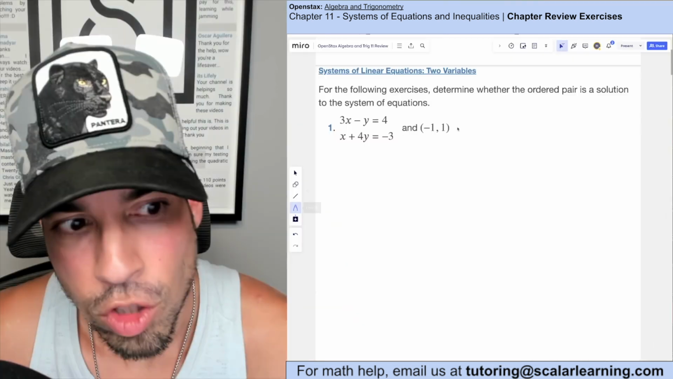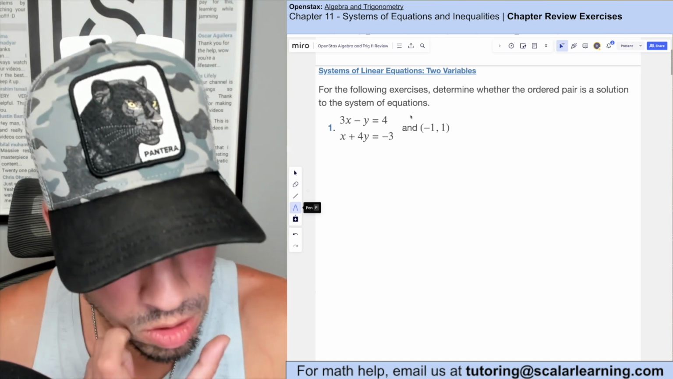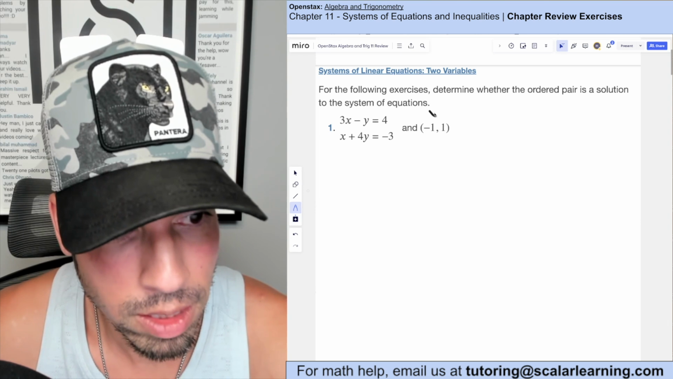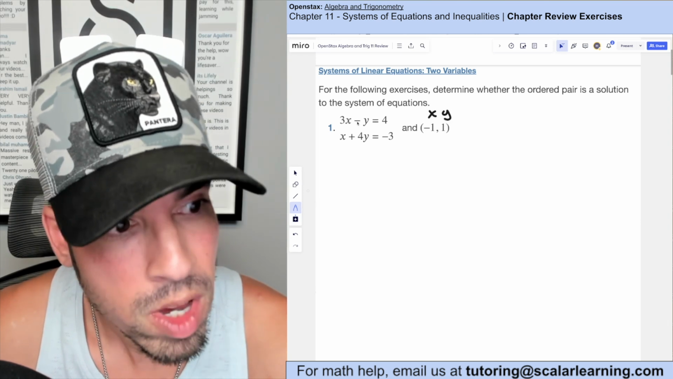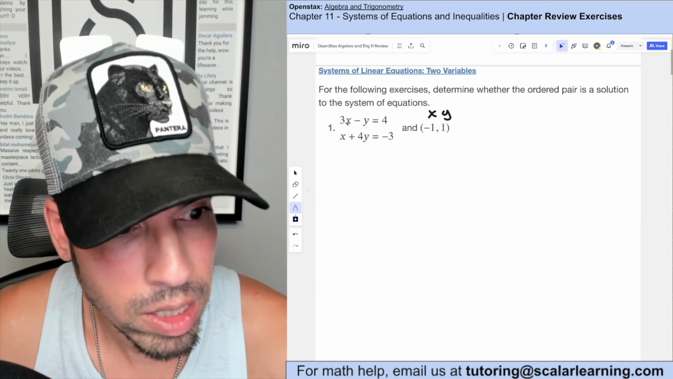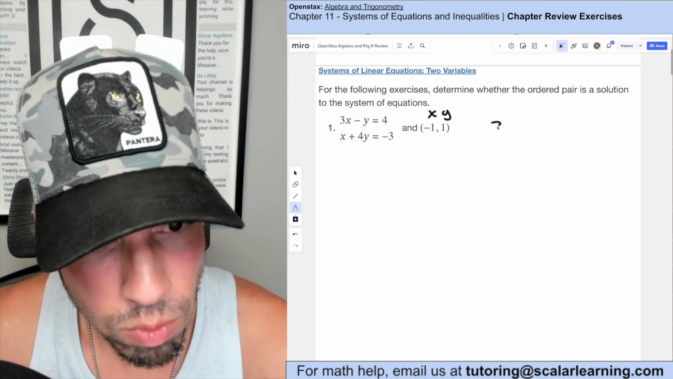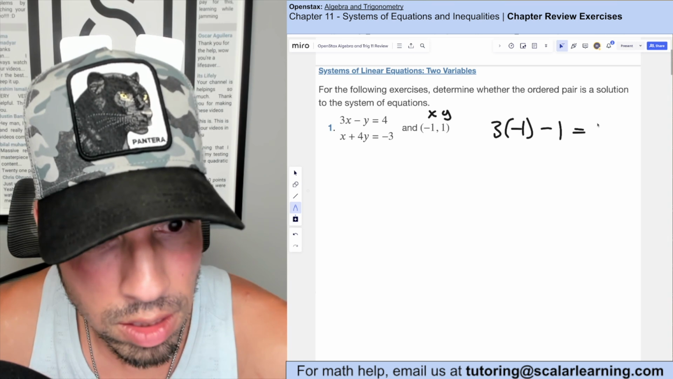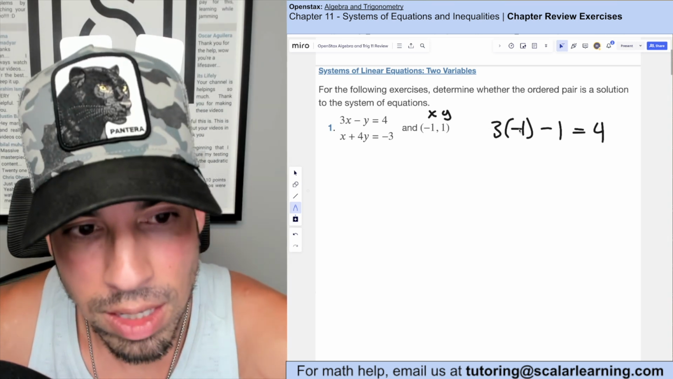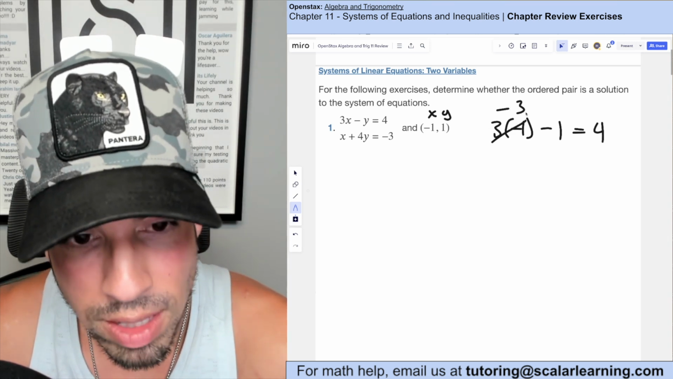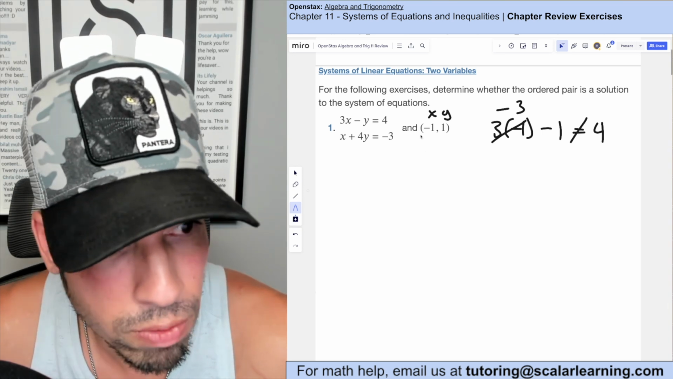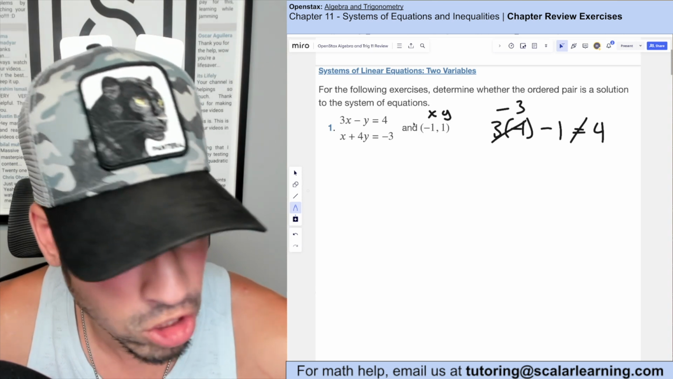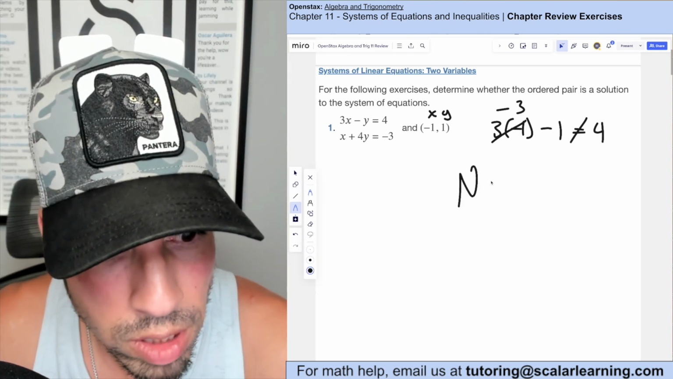Let's do it. For this one, we're meant to determine whether the ordered pair is a solution to the system. The way I'm going to do that is just straight plug and chug. This is my x value, this is my y value. So I plug it in there. I get 3 times -1 minus 1, which is y, is that equal to 4? We get -3 minus 1, and that's -4. It does not equal 4. Immediately, I can say, since it has to satisfy both equations, this is not a solution. We'll say no.